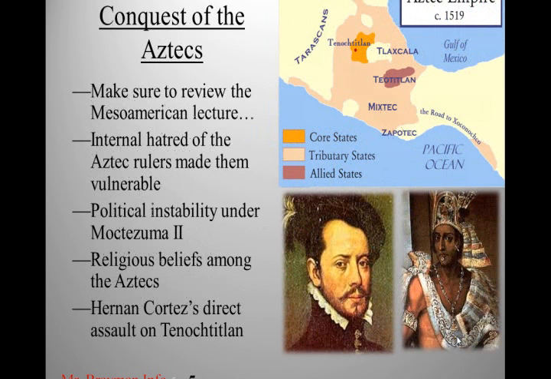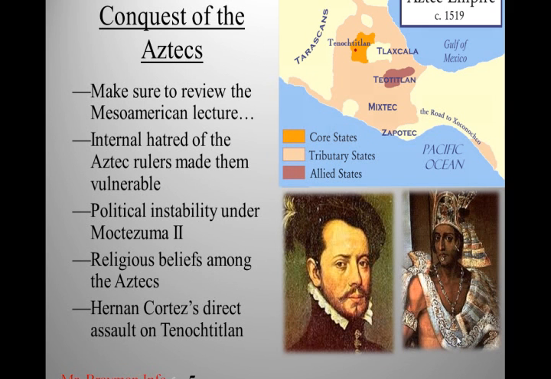Now, Spain conquered the Aztecs in 1519. Be sure that you've reviewed the Mesoamerican lecture before you do this part of the project, because you need to understand what Mesoamerican culture was like before the coming of the Spaniards. But the Spaniards kind of came at, for them, a lucky time, and it wasn't a lucky time for the Aztecs. But Spain kind of got lucky.